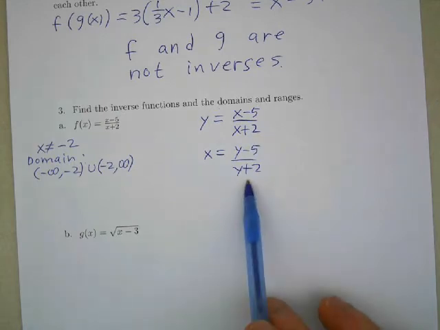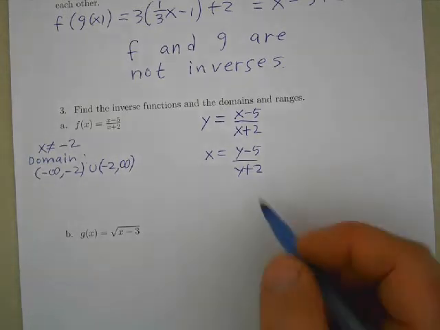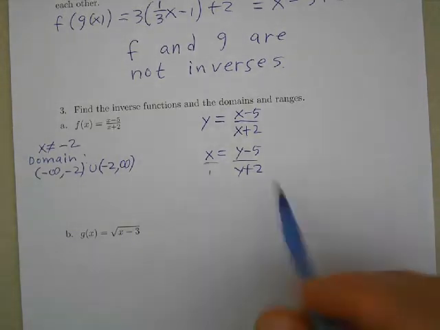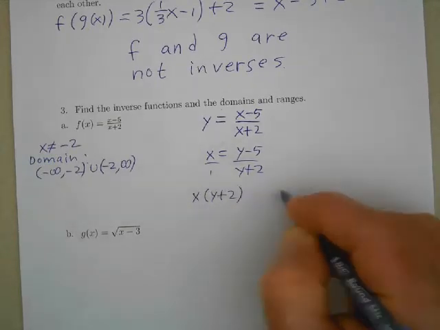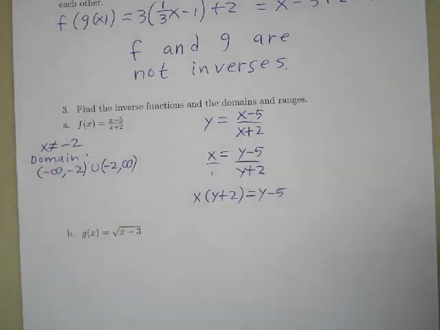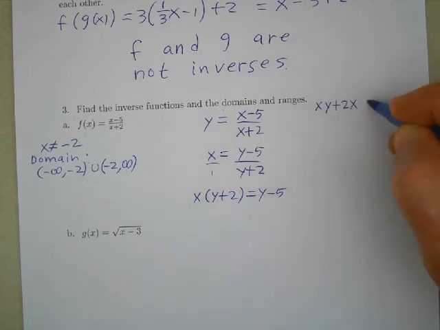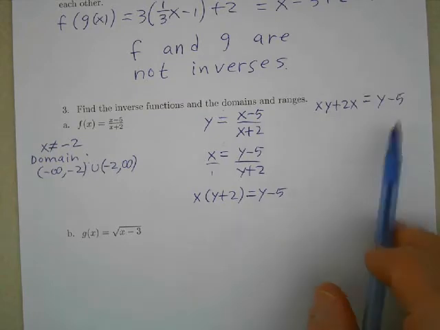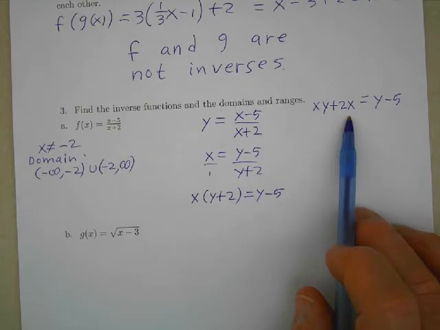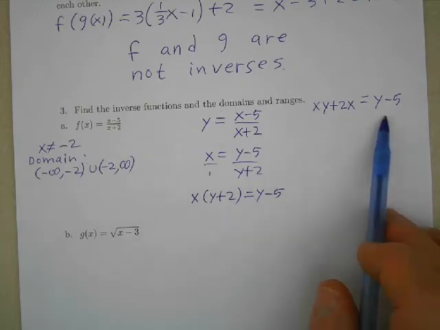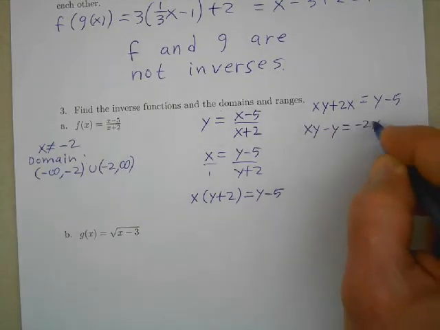And then we proceed to solve this equation for y, and when we're finished, y will be equal to the inverse. So multiply both sides by the least common denominator, y plus 2. So we get x times y plus 2 equals y minus 5. And then I'll continue up here, xy plus 2x equals y minus 5. And then in the next step, I'll subtract y from both sides and also subtract 2x from both sides. So we get xy minus y equals negative 2x minus 5.